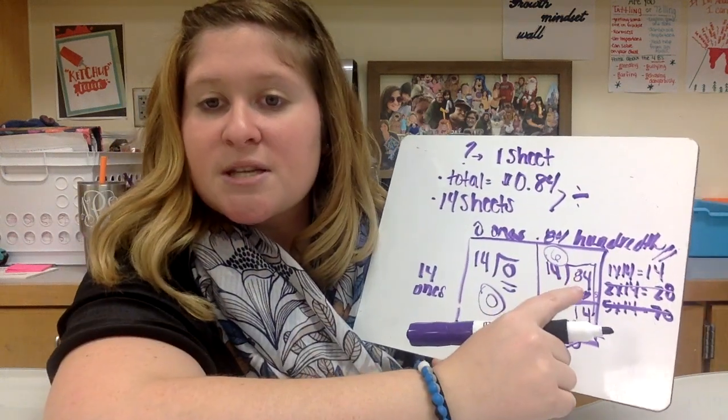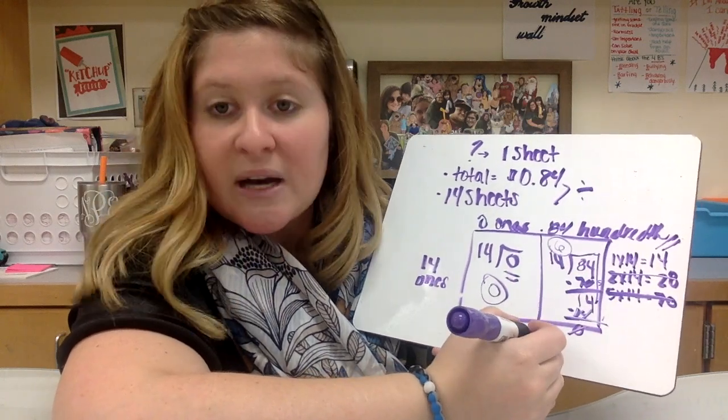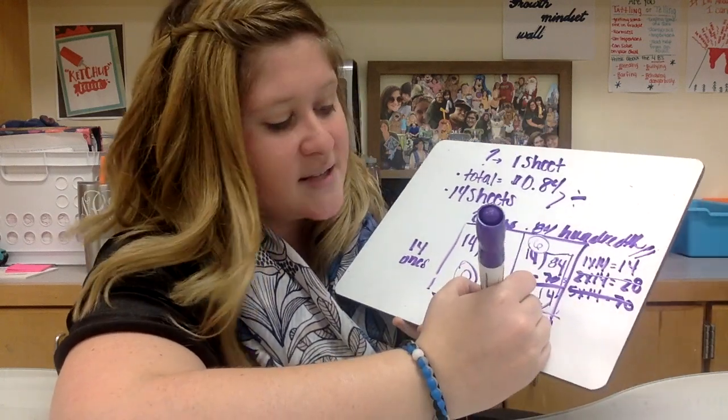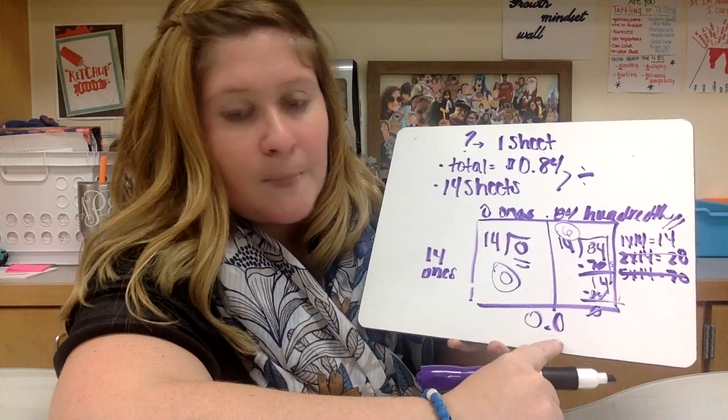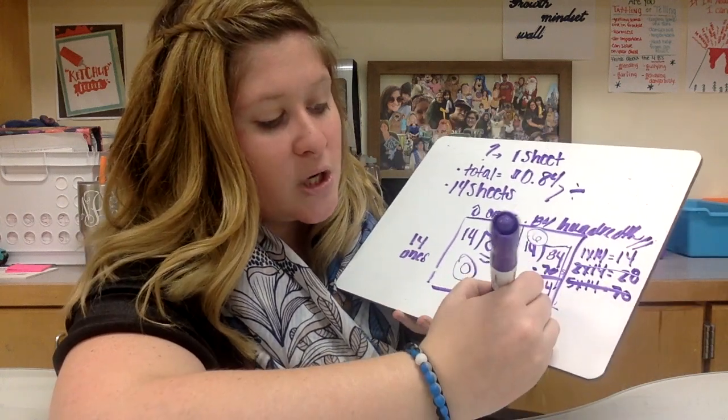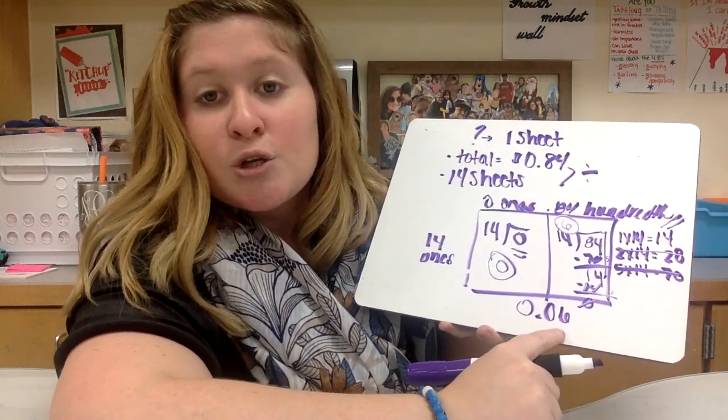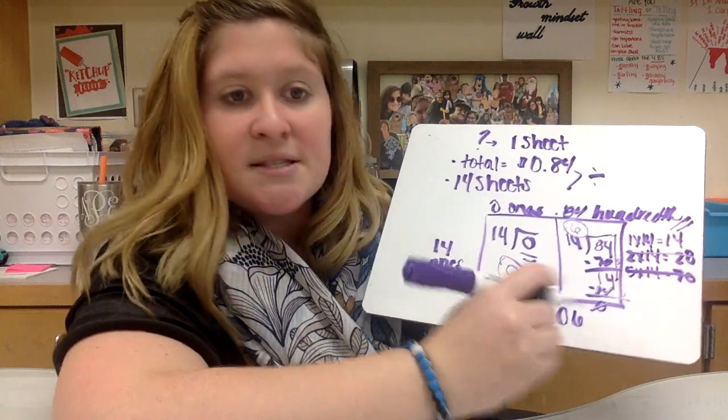So I'm really looking to this hundredths place. Well, I know the first one after the decimal is the tenths. That's not what I'm looking for, so I'm adding a 0. Tenths, then hundredths. So I would put a 6. So these cost 6 cents per sheet.